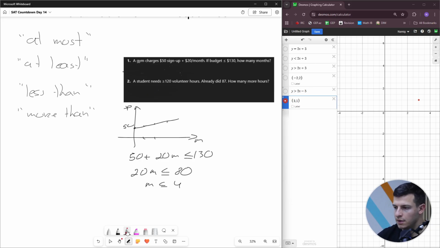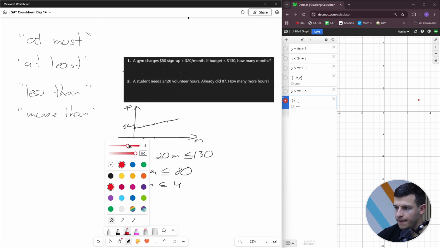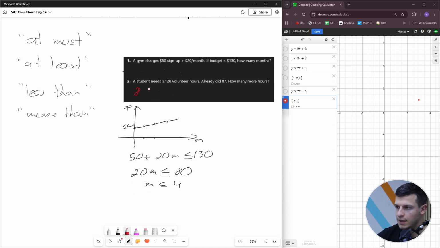So 87 plus whatever hours we're looking for should be greater than or equal to 120. So we can do the math there and move it around. So x is going to be greater than 33. So we need more than 33 hours. Okay, but there are more interesting word problems, and we're going to solve them soon.